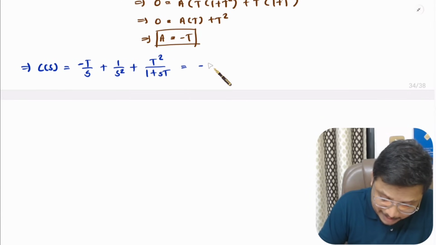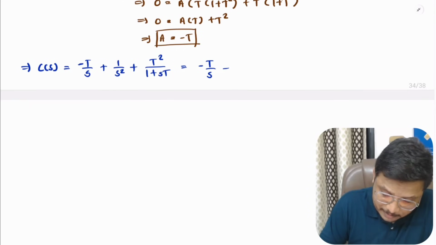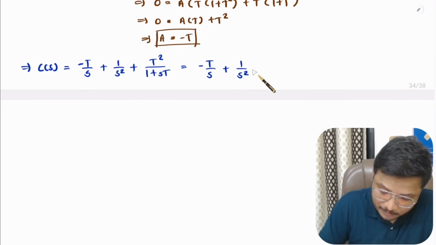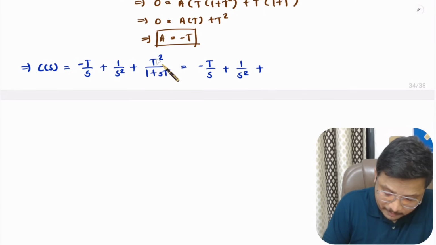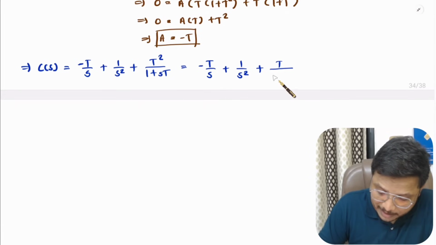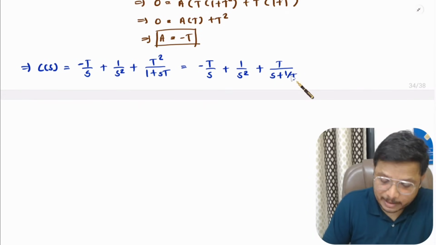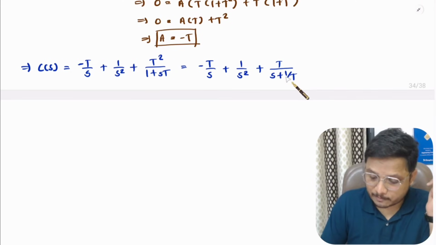So here we have minus T by s, that we can directly convert, plus we have 1 by s square, that also we can directly convert. But here we have T square by 1 plus sT. If you take T common from the denominator, then the 1 by T is getting cancelled. So in the numerator we will be having T, and in the denominator we will be having s plus 1 by T. Now to this we can apply inverse Laplace.